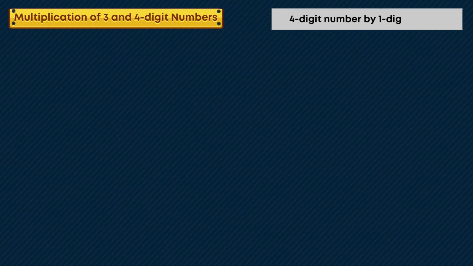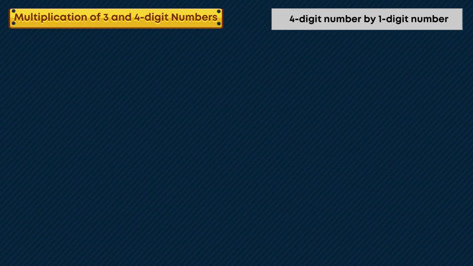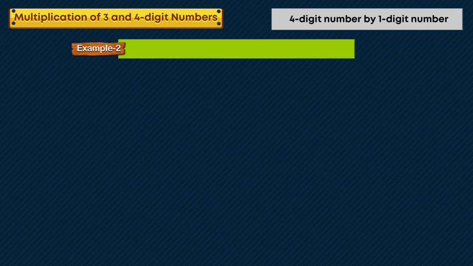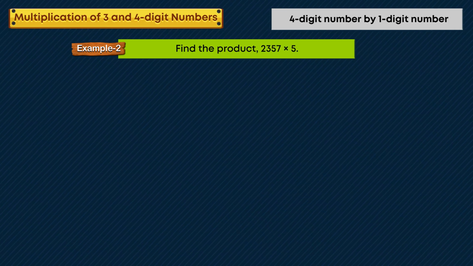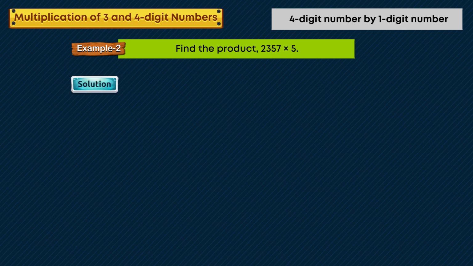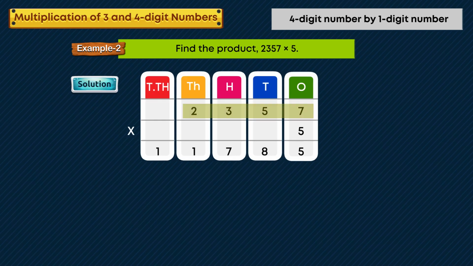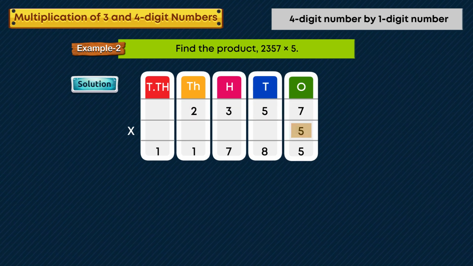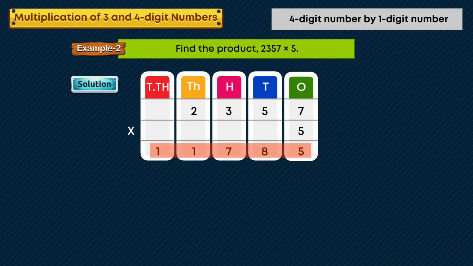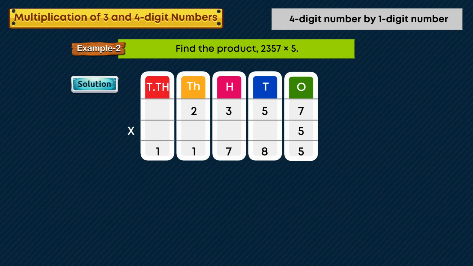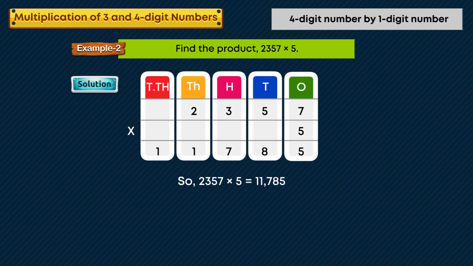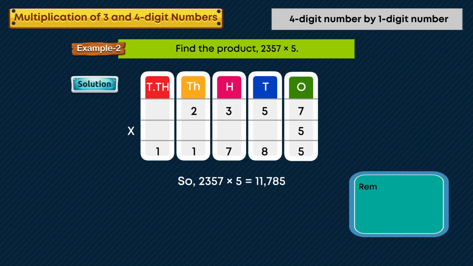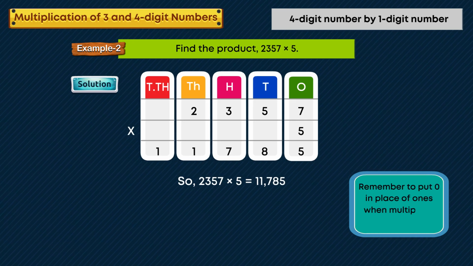4-digit number by 1-digit number. Example 2. Find the product 2357 into 5. Solution: 2357 into 5 is equal to 11,785. So, 2357 into 5 is equal to 11,785. Remember to put 0 in place of ones when multiplying with tens.